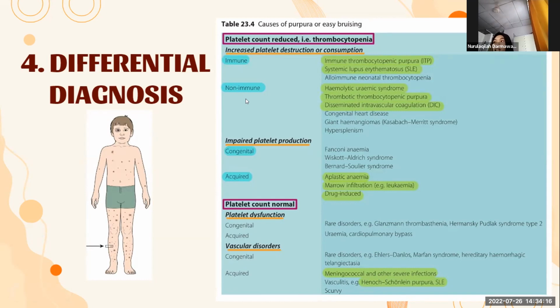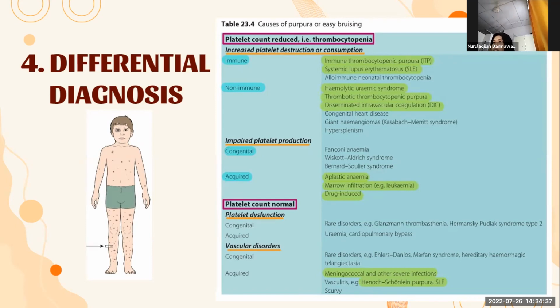Other than that is systemic lupus erythematosus or SLE. For non-immune causes that lead to platelet destruction or overconsumption, it involves hemolytic uremic syndrome, thrombotic thrombocytopenic purpura, and also disseminated intravascular coagulation.